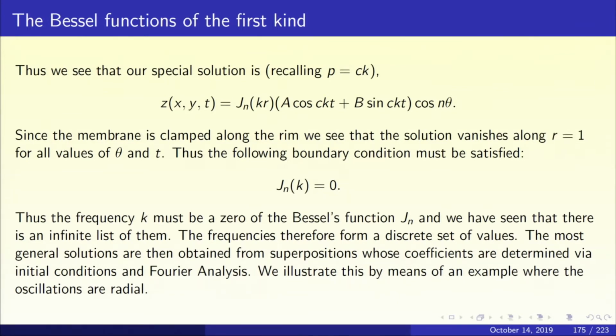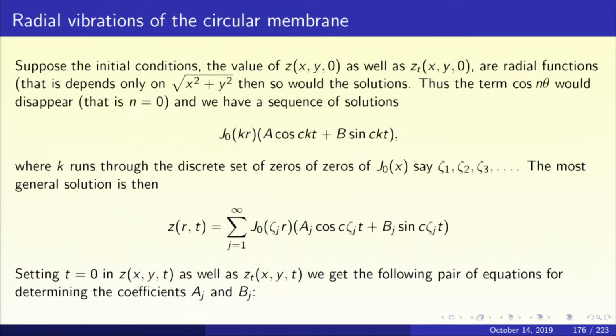Again, we shall illustrate this through a simple example where the oscillations are assumed to be radial. Oscillations are assumed to be radial means that n is being taken to be 0. So, the cos n theta term disappears. That is, for the radial oscillation there is no dependence on the angular variable, and so since n is 0, J n of kr simply becomes J 0 of kr. We are looking at Bessel's equation of order 0, and so our solution now assumes the form J 0 of kr into (a cos ckt plus b sin ckt), and the k runs through the discrete set of zeros of J 0 of x.